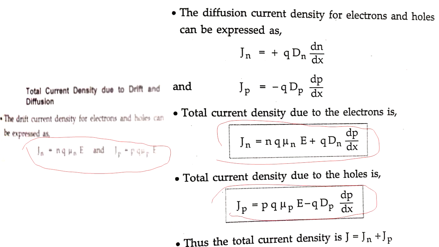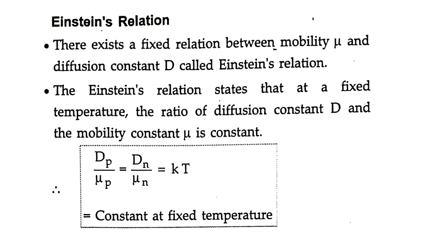Jn is the current density with respect to electron, and Jp is the current density with respect to holes. In Jn, that is the current density of electron, this is the part for drift current and this is the part for diffusion current. Similarly, this is the part for drift current with respect to hole, and this is the part for diffusion current with respect to hole. If you want to find the total current density, you have to add the current density due to the electron Jn as well as hole Jp. So the final total current density J is equal to Jn plus Jp.